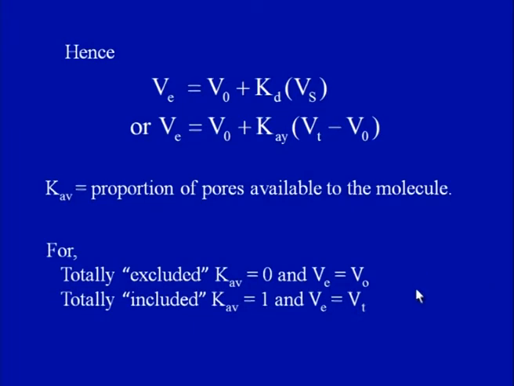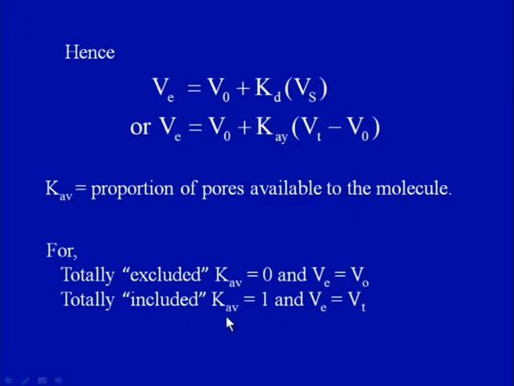So, if you consider these equations here, Kd is of course a distribution coefficient, and Kab is the proportion of pores available to the molecule, and both could be used. So, for a totally excluded molecule, since Kd or Kab will be 0, the elution volume will equal the void volume, that is for a completely excluded molecule.